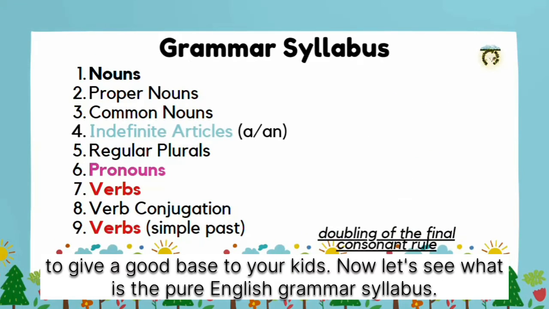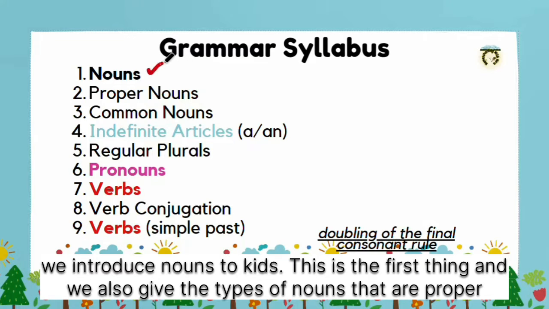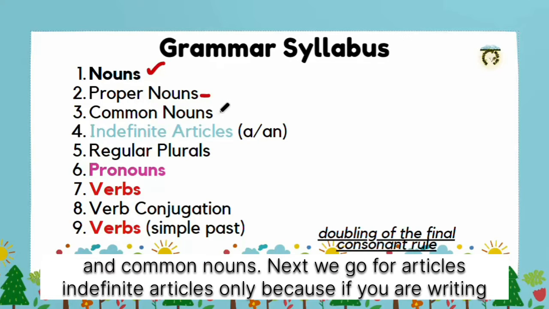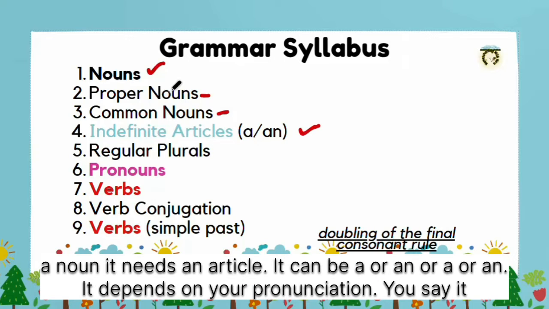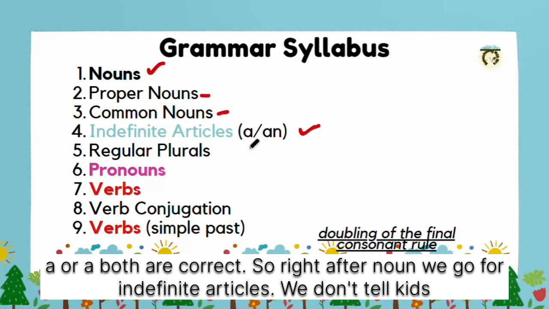Now let's see what the pure English grammar syllabus is. Here we are mostly focusing on parts of speech. So the first part of speech is nouns. We introduce nouns to kids. This is the first thing. And we also give the types of noun, that are proper and common nouns. Next we go for articles, indefinite articles only, because if you are writing a noun, it needs an article. It can be a or an. It depends on your pronunciation. Both are correct. So right after nouns, we go for indefinite articles.